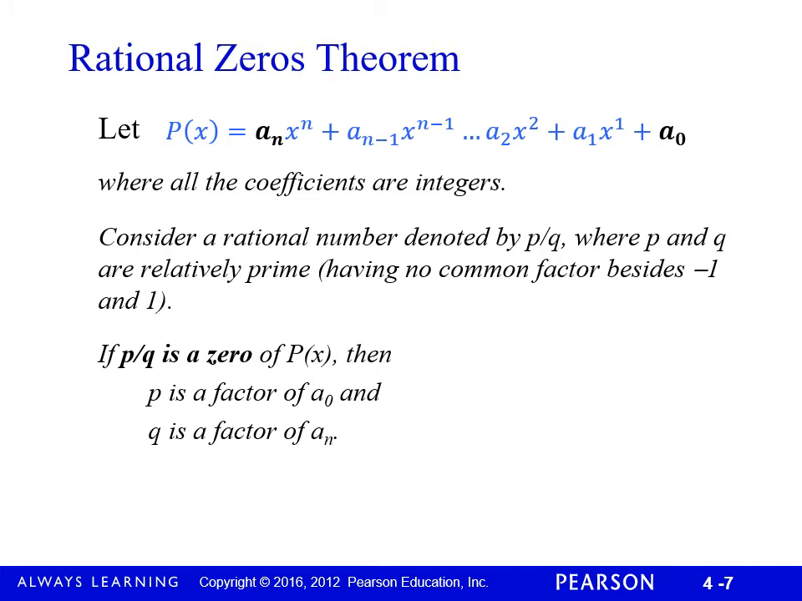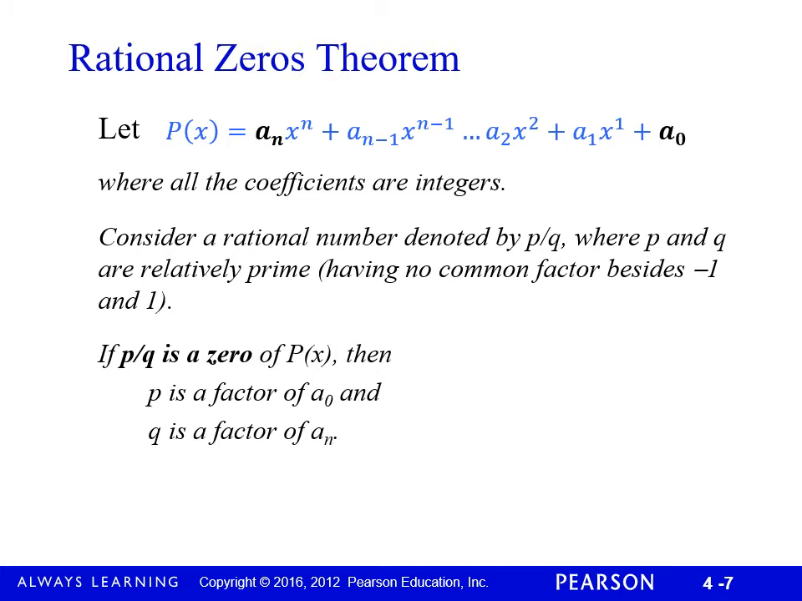This is probably the most complicated and confusing part of today's lecture, and it's the rational zeros theorem. Let p of x equal a sub n x to the n plus a sub n minus 1 x to the n minus 1, dot dot dot, a2 x squared plus a sub 1 x to the power of 1 plus a sub 0, where all the coefficients are integers.